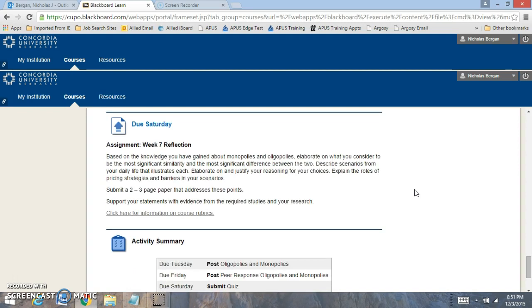What I want you to look at is the significance between monopolies and oligopolies. Describe differences or examples in your daily life. Elaborate on those choices. Explain the roles of pricing strategies. So why do oligopolies watch each other? Why are oligopolies classified as strategic interdependence? Why are oligopolies not trying to price their products based on what they're doing, but rather what the markets are doing? That's why I want you to focus your efforts.